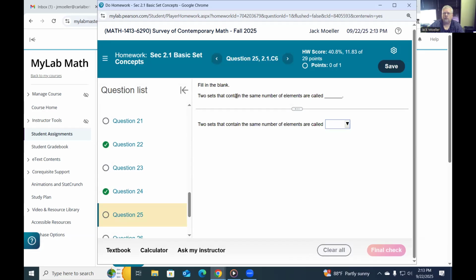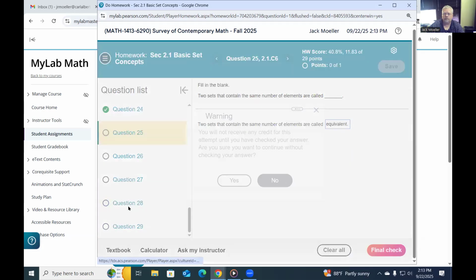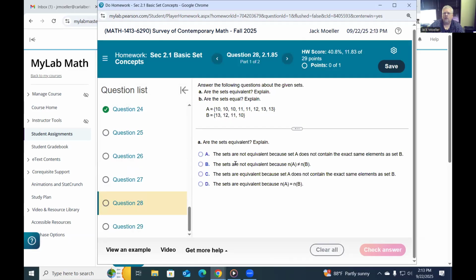Okay. Again, two sets that contain the same number of elements are equivalent. Okay, this is a good one. Are they equal? Are they equivalent? So we have the set 10, 10, 10, 11, 11, 12, 13, 13, and then 13, 12, 11, 10. Are they equivalent? So what does equivalent mean? That means they have the same number of elements. So the question is, how many elements do they have? Well, B is the quick one, so it's 1, 2, 3, 4.